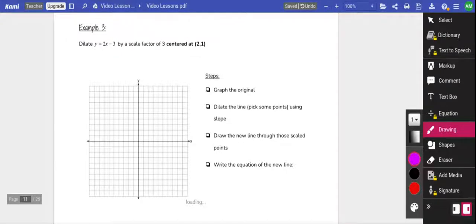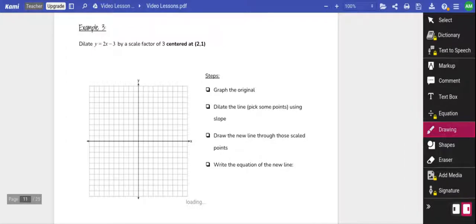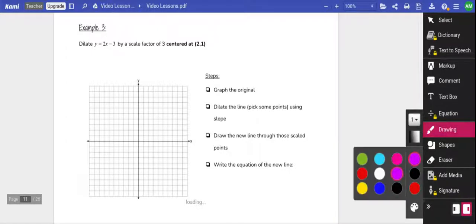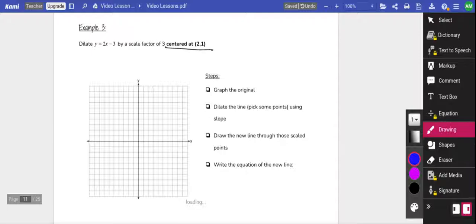Here's our last example. This time we have y equals 2x minus 3. It's dilated with a scale factor 3, centered at 2, 1. So the first thing I'm going to do again is graph my original line. Same line for a third time. We should be getting good at this line.